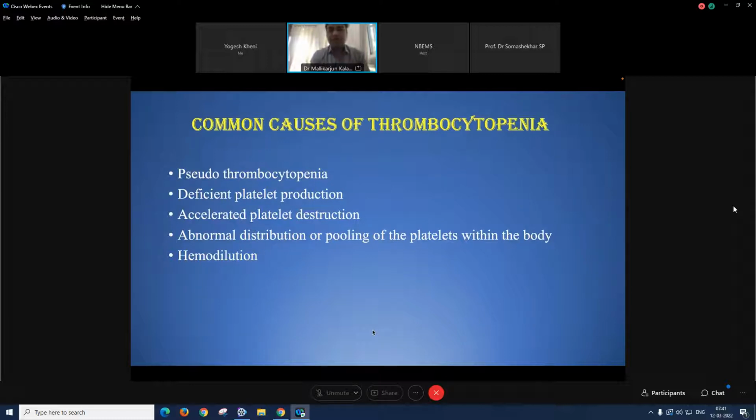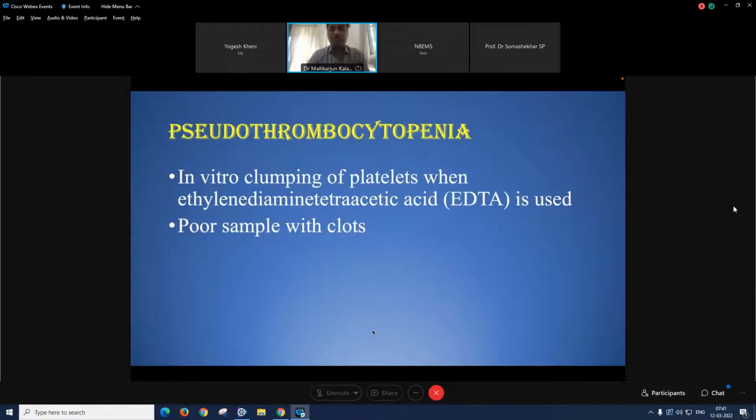So whenever there is thrombocytopenia, please remember, one can just be a simple pseudo-thrombocytopenia, or it can be a more serious disorder of deficient platelet production, accelerated platelet destruction, or abnormal pooling like that happens in chronic liver disease with portal hypertension. So whenever there is a thrombocytopenia, first thing we must know is that we make sure that this is not a pseudothrombocytopenia. And there have been many instances in the real world wherein patients are given platelet transfusion, given high dose steroids, only to realize that this was just a pseudothrombocytopenia.